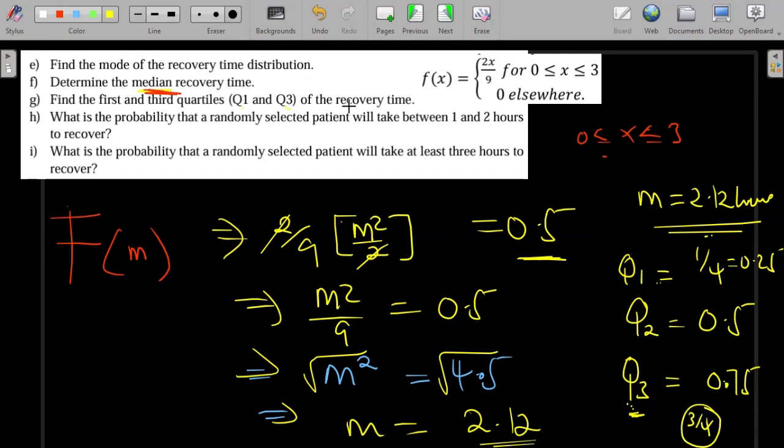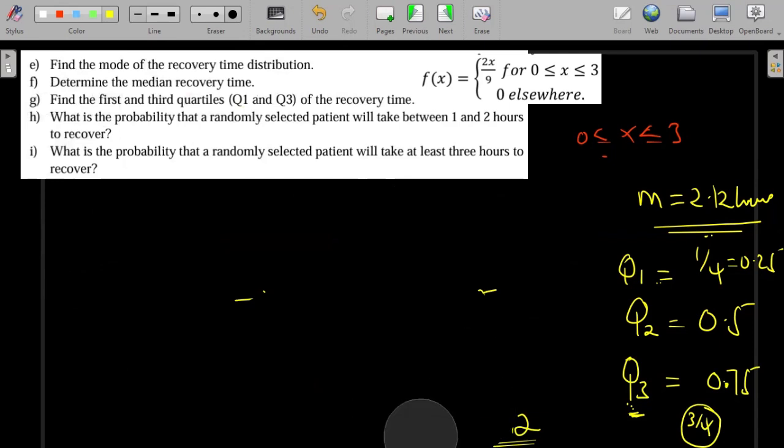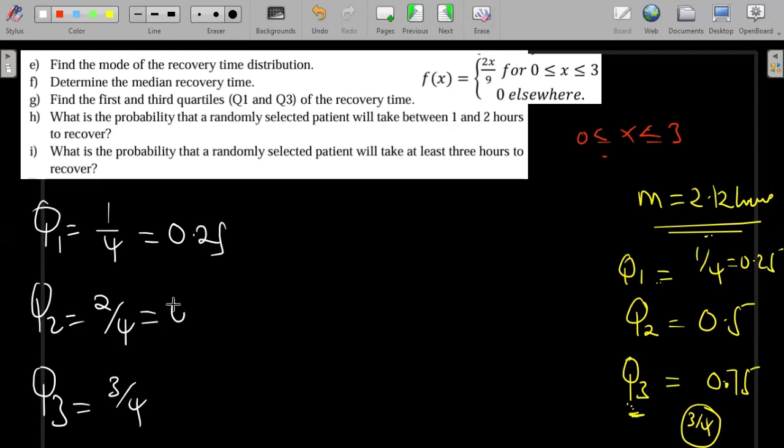So in other words, if you find it hard to remember this, let me write them in a simple way. If you are finding Q1, you equate it to 1/4. Q2, you equate it to 2/4. Q3, you equate to 3/4. As decimals, this will be 0.25, this one will be 0.5, and this one will be 0.75. So that's where these are coming from. These are just quartiles.